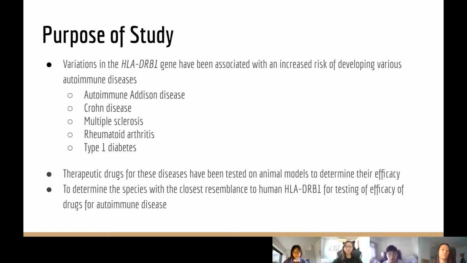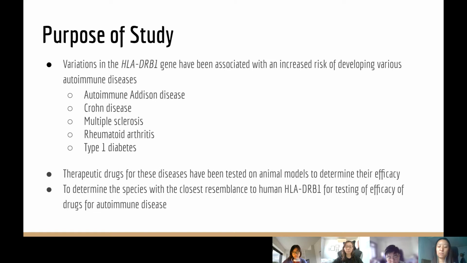So therapeutic drugs developed will target these altered proteins produced to treat or alleviate the symptoms of the diseases. It was established that animal models have been used to test the drug's effectiveness, and thus in this study, we are determining the animal species with HLA-DRB1 gene that has the closest resemblance to the human HLA-DRB1 gene, so it can be used as an animal model for the most accurate drug testing.